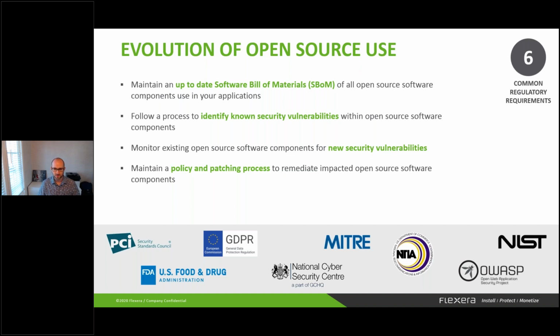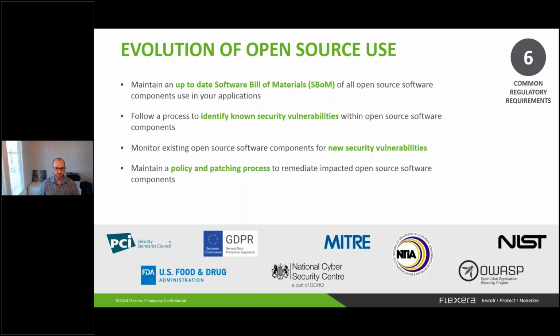And if you look at all of these different initiatives, there's really four main elements that you can tease out as common requirements. First one is to maintain an up-to-date software bill of material, so it's called an SBOM, of all the open source software components in your applications.